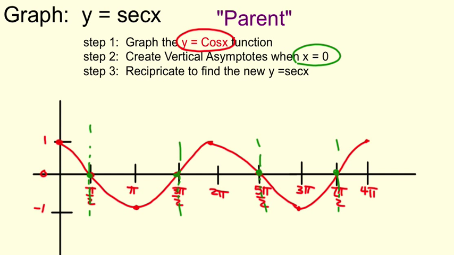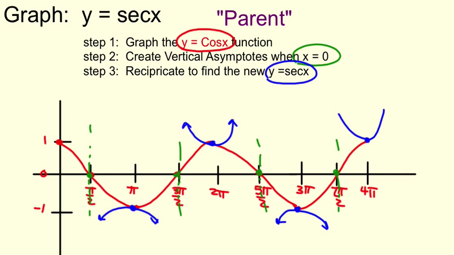Now we reciprocate. Where we reciprocate is those hills again. So here would be the bottom of the hill. Flip it and make it a parabola. Here would be the top of the hill. Flip it, make a parabola. Bottom of the hill, flip it, make a parabola. Top of the hill, flip it, make a parabola. Let's come back over here. Top of the hill, flip it, parabola. So that blue piece is our secant function for the parent.